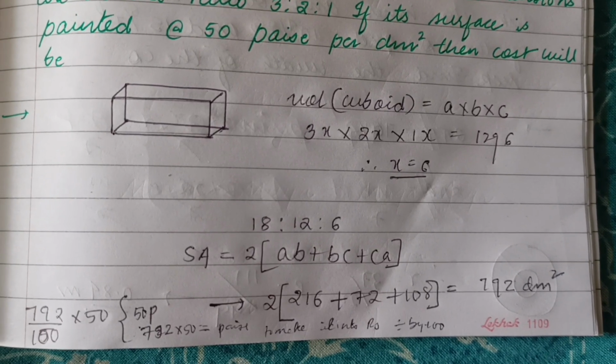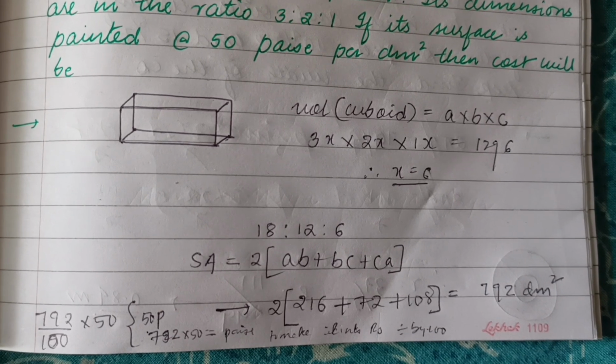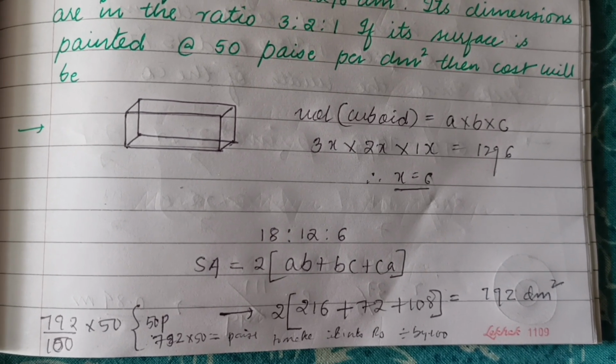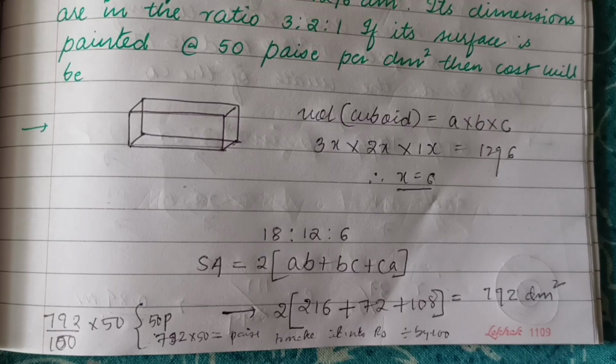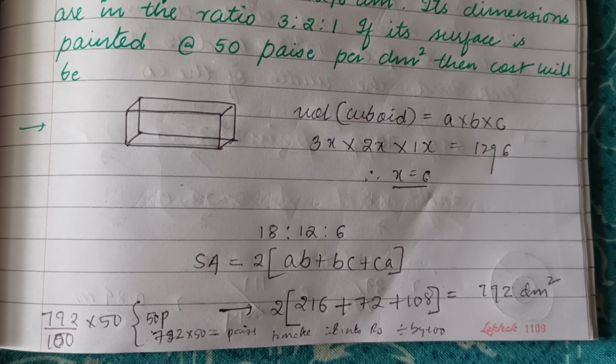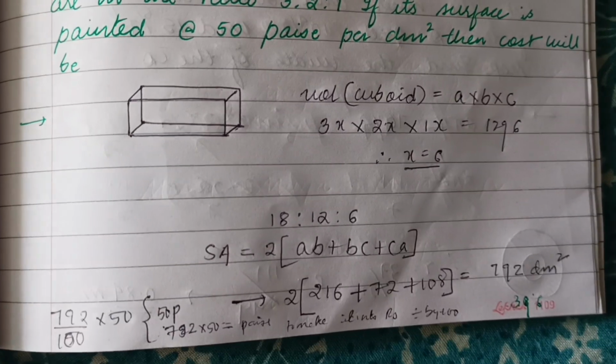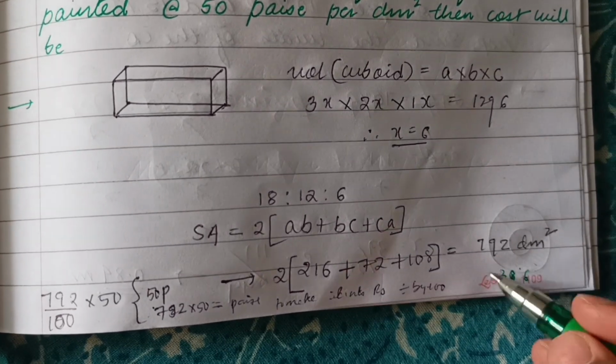And here you can see 792 dm square. Since the rate is in paise, 1 rupee will be 100 paise. Therefore 792 divided by 100 into 50 will give you the cost, which will be 396 rupees.